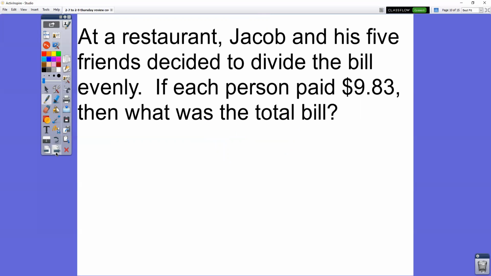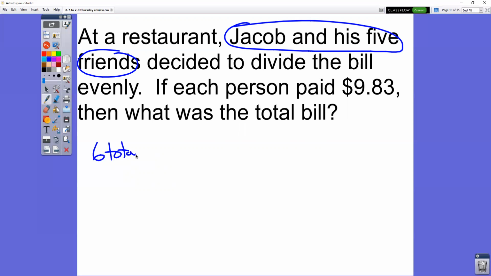At a restaurant, Jacob and his 5 friends decided to divide the bill evenly. If each person paid $9.83, then what was the total bill? Now be careful. At a restaurant, Jacob and his 5 friends. How many people total is that? That is 6 total people that we're talking about, because we have Jacob and his 5 friends. So we're talking about 6 people total.